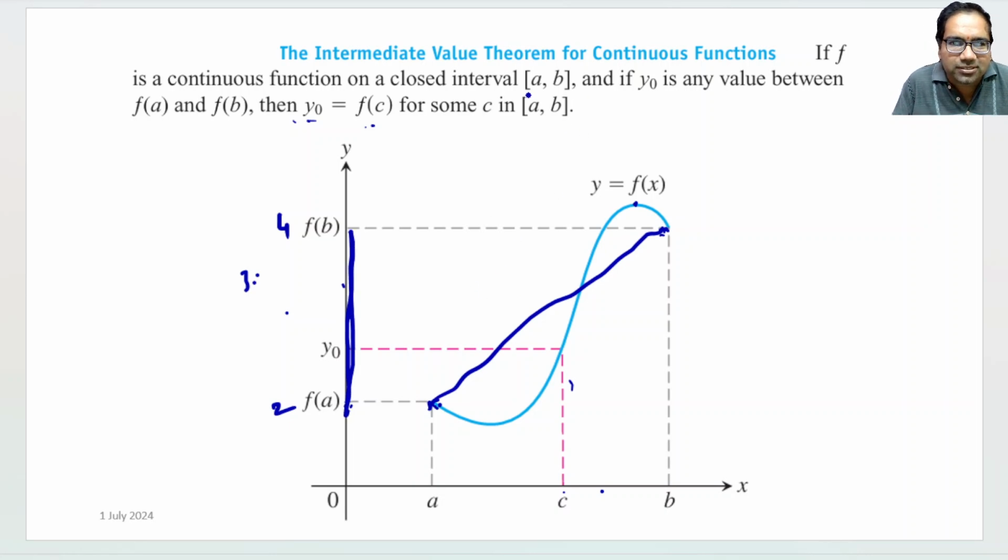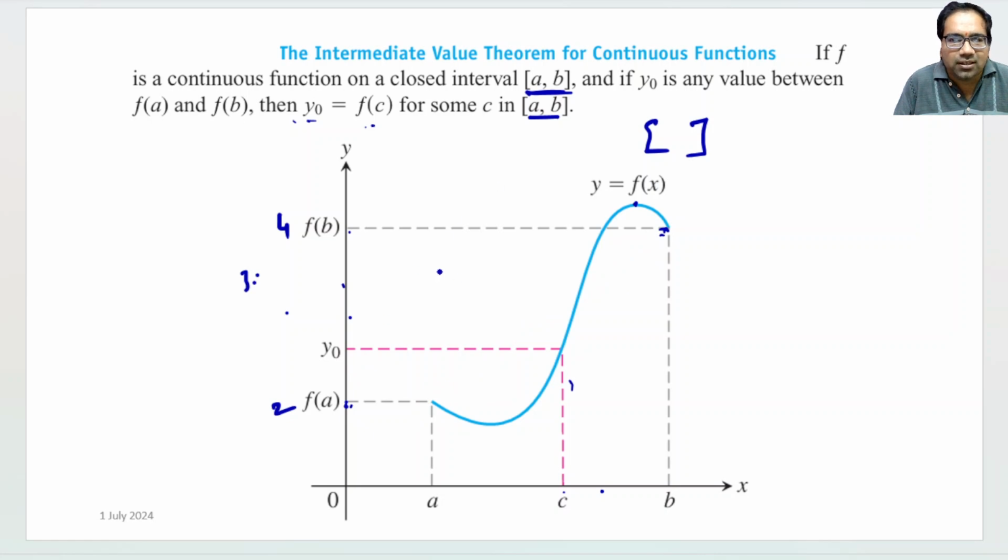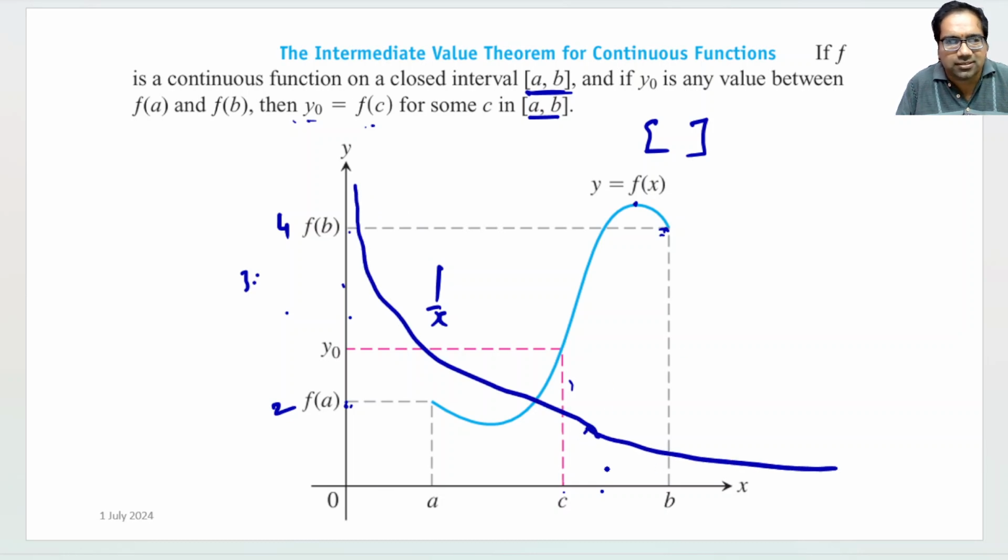So here, two things that we have to note. This a and b, both are closed intervals. Closed intervals are important. It has to be defined here also, here also. For example, if it is not a closed interval, if it is an open interval, let's say I define some function like 1 by x. 1 by x, then it goes like this, right? Then you cannot take a and b as 0 and 5, right? Because at 0, it is not exactly defined.